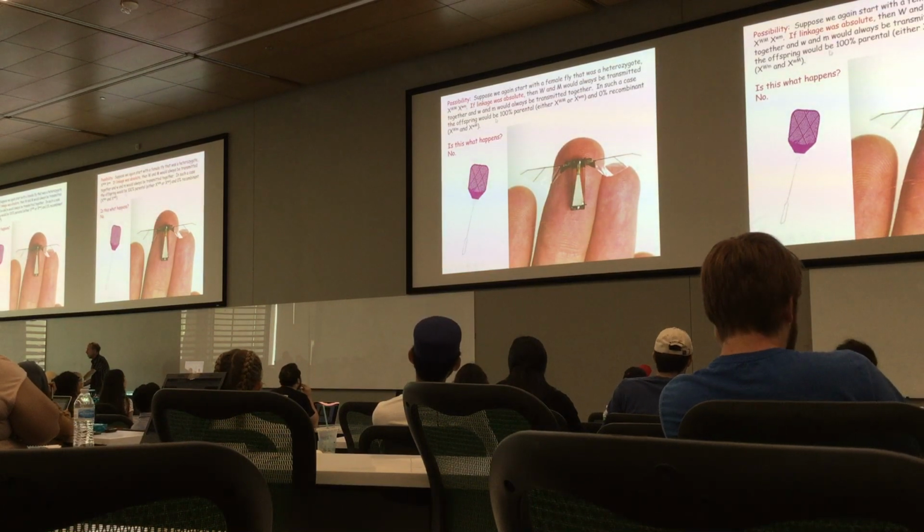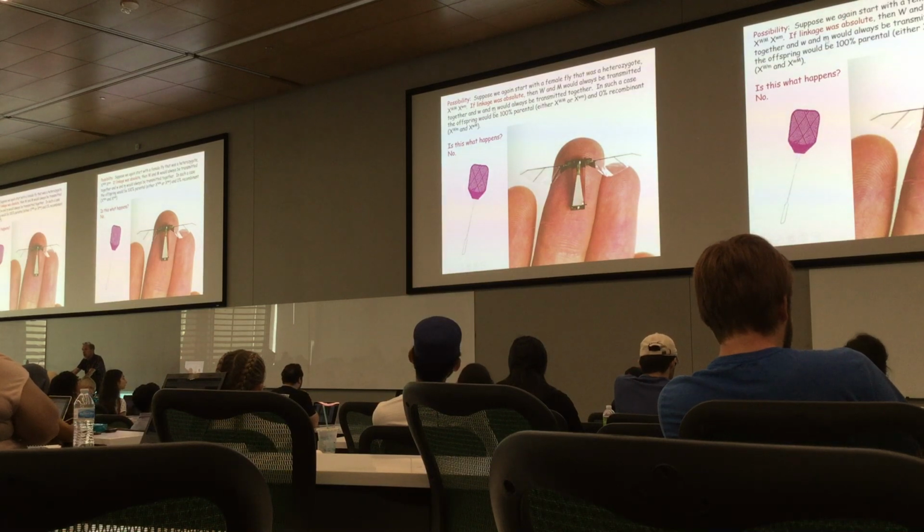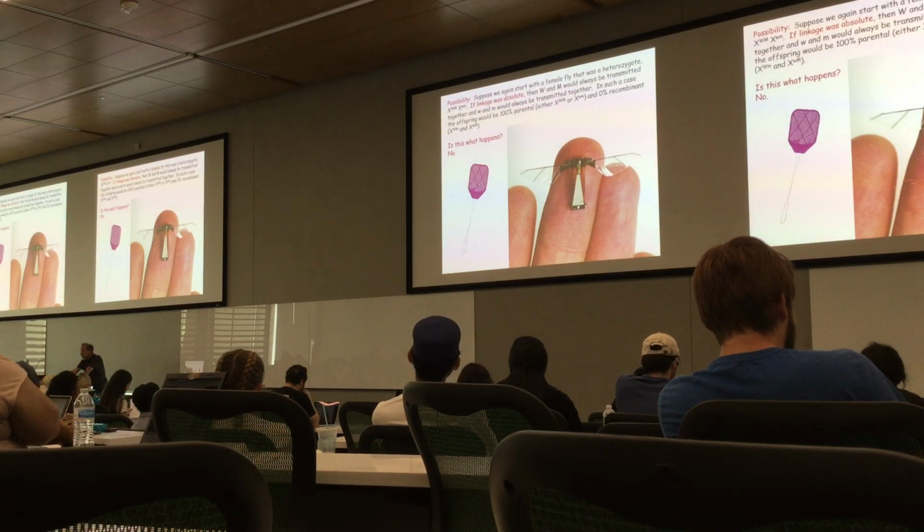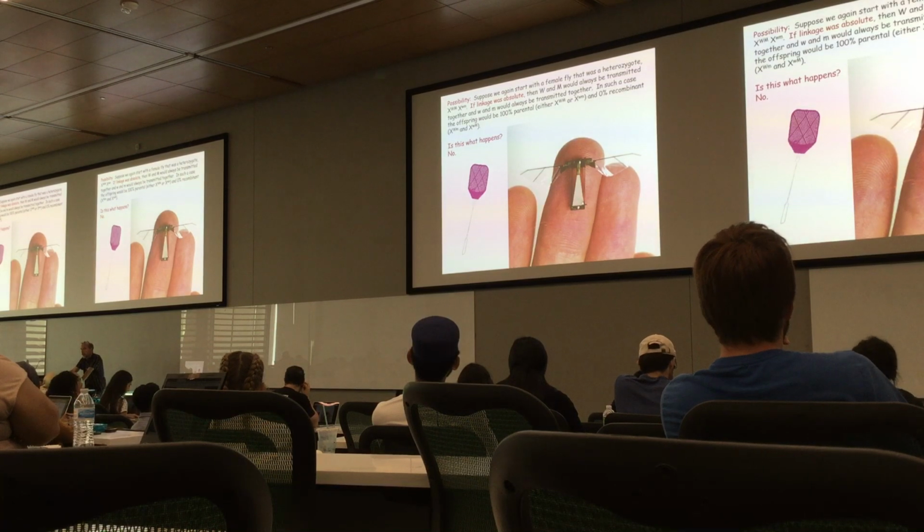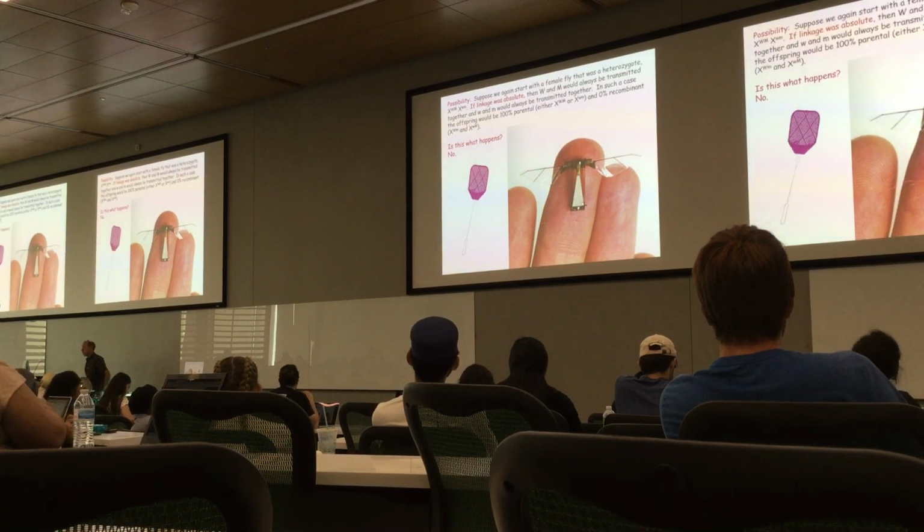Okay, and the case here, the possibility is, let's suppose we start out with this same female heterozygote, big W, big M on one chromosome, small w, small m on the other chromosome, and let's suppose linkage was absolute. You could never separate genes if they were linked together by nucleotides. So that's a possibility. It's kind of the other extreme.